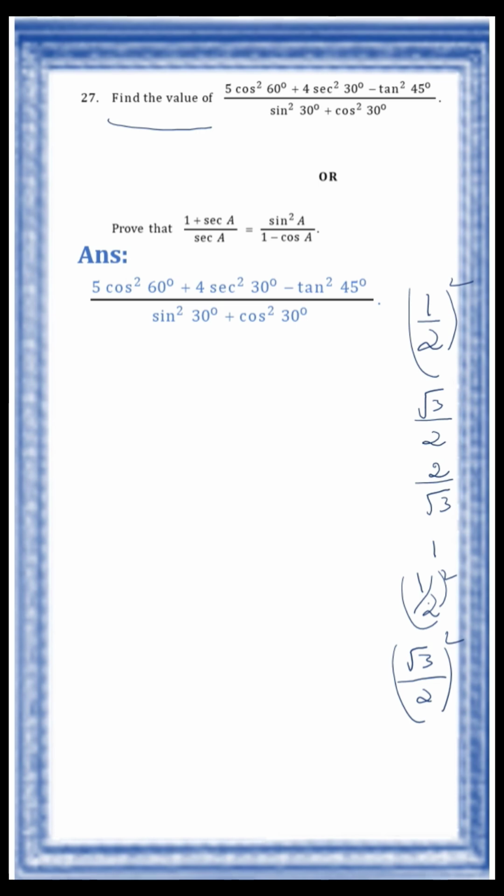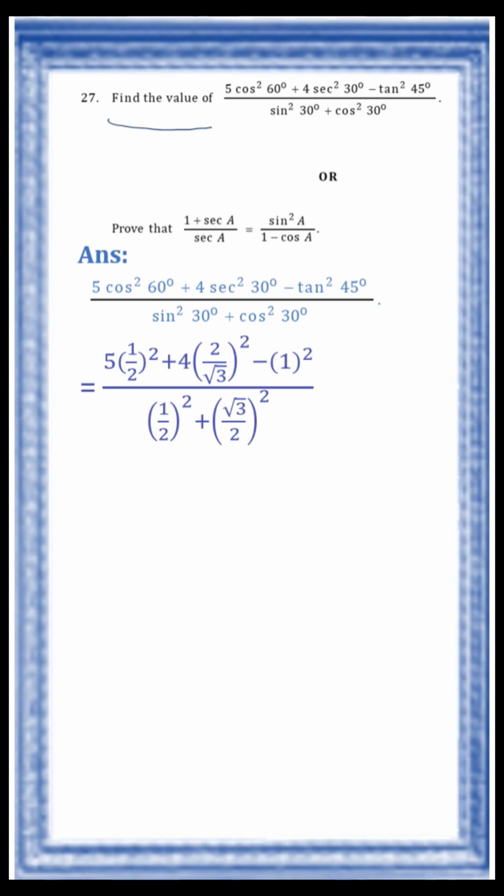So now what to do? Let us substitute the values. We know all the values, so let us substitute, then expand it. You know how to expand it. 1 by 2 the whole square is equal to 1 by 4, isn't it? 2 by root 3 the whole square is 4 by 3. 1 the square is 1, 1 by 2 the square is 1 by 4. Root 3 by 2 the square is 3 by 4.